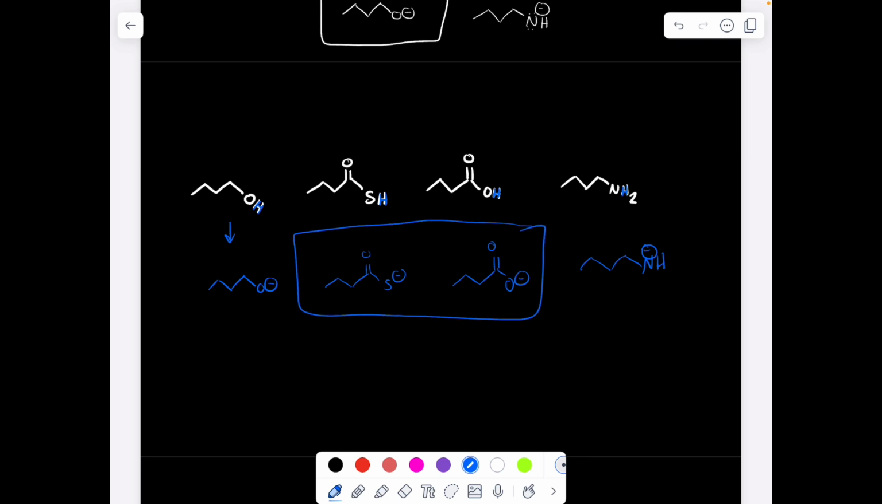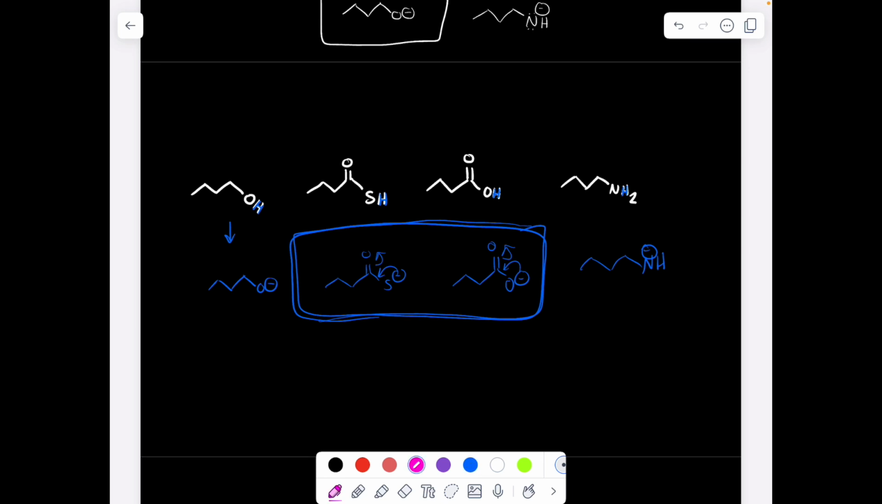Okay, so first things first, we can see that these two structures look very similar. There's a C double bond O. So that means we can perform resonance in both of these guys. Whereas in these two structures, there's no resonance available. That means automatically these two guys are going to be more acidic, or have a more acidic proton, than the other two.